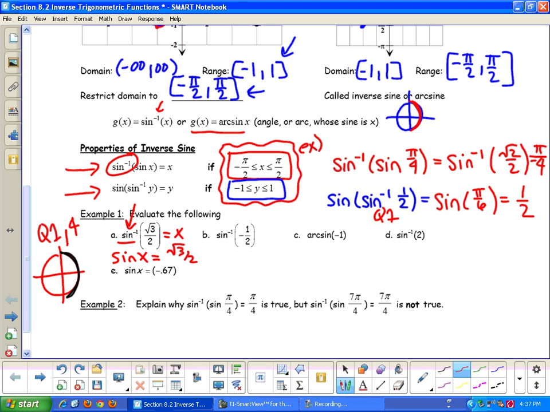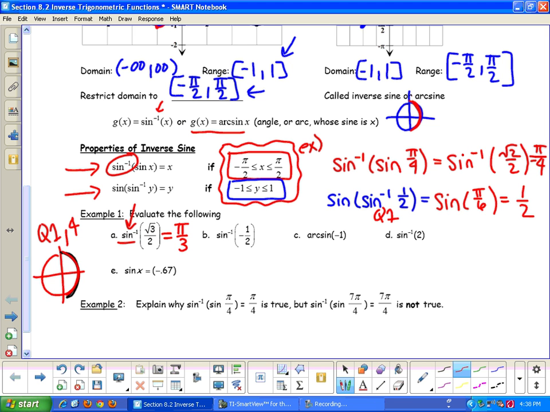For this, root 3 over 2 I know is going to be in the first quadrant because it is positive. So I have to think about what angle gives me root 3 over 2 on my unit circle. I know that it's going to be pi over 3. So this equation right here is really equal to pi over 3, because the sine of pi over 3 is equal to root 3 over 2. And again, my answers are always going to be in quadrant 1 or quadrant 4 when I have an inverse in my equation. The next one, B, says the sine inverse of negative 1/2.